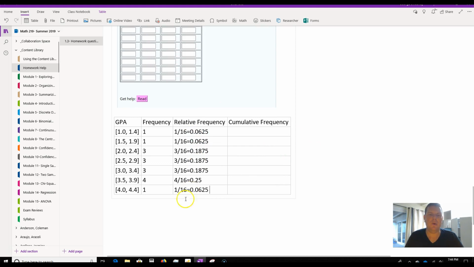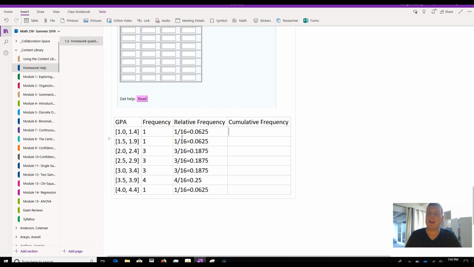Now the next thing that I should do is I can actually go in here and just to check this, these all should add up to 1. Since the frequencies add up to 16, these are fractions that add up to 16/16. 1/16 plus 1/16 is 2/16, plus 3/16 is 5/16, plus 3/16 is 8/16, plus 3/16 is 11/16, plus 4/16 is 15/16, and now we have 16/16. That's all of it. That's all you're going to get, okay? So that's your relative frequency, okay? Notice we take the frequency, we divide it by the total.